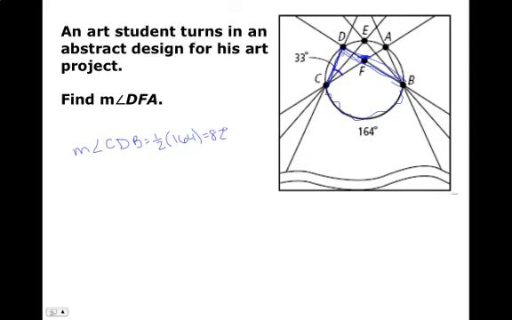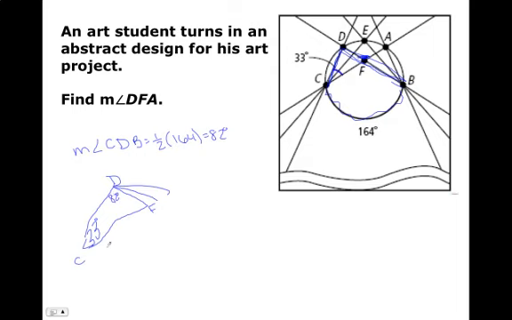If you notice, we're starting to form a triangle here. So I'm going to draw triangle DFC. Ooh, because you love my drawings. We know this angle is 33 degrees, and we just found this angle to be 82 degrees.